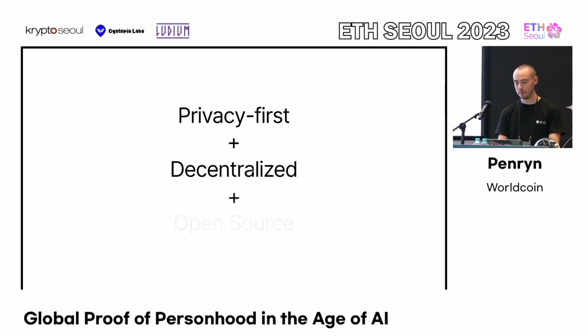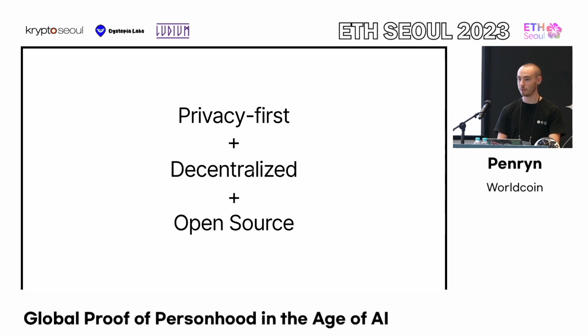We designed World ID to be privacy first, decentralized, and open source. Worldcoin has to collect no identifying information about who you are. Your phone number is not required. We never ask for your email. We have nothing about your name or who you are.